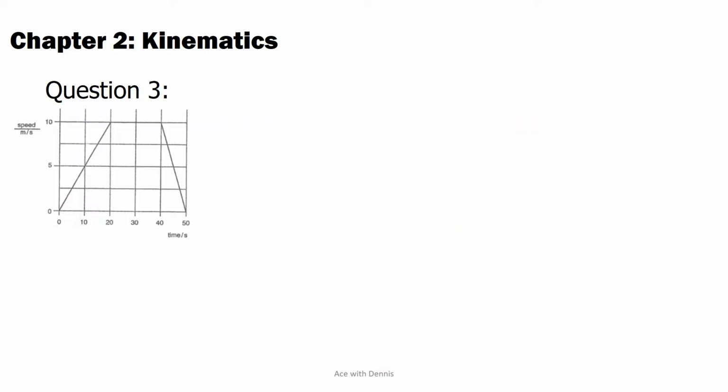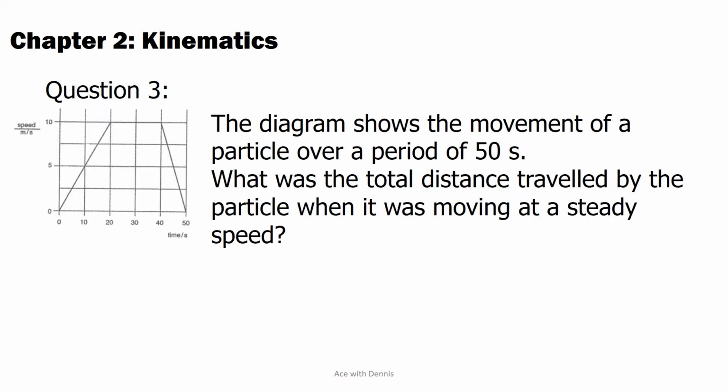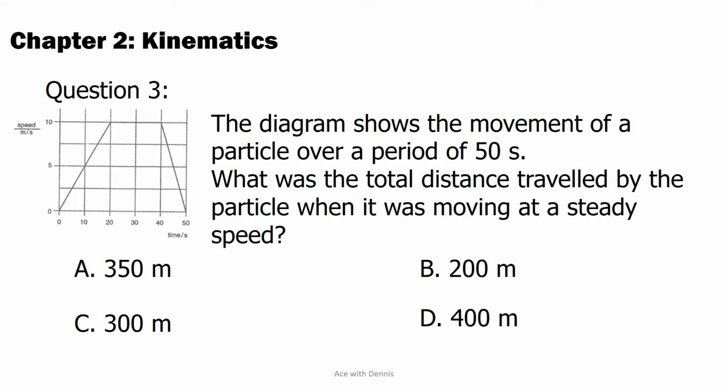Question 3. The diagram shows the movement of a particle over a period of 50 seconds. What was the total distance traveled by the particle when it was moving at a steady speed? A. 350 meters. B. 200 meters. C. 300 meters. D. 400 meters.